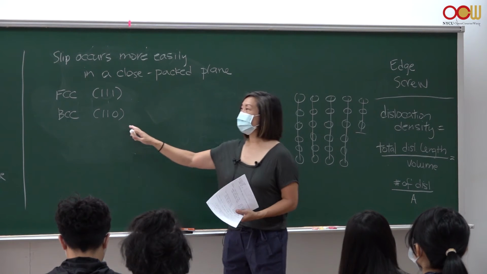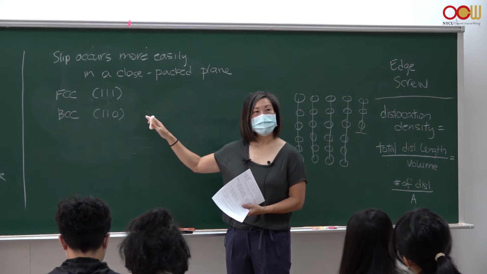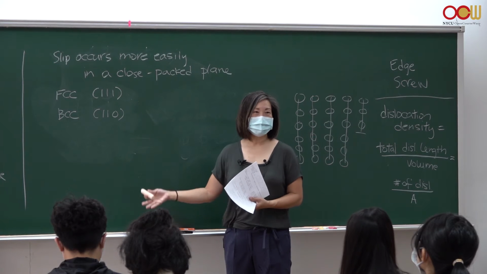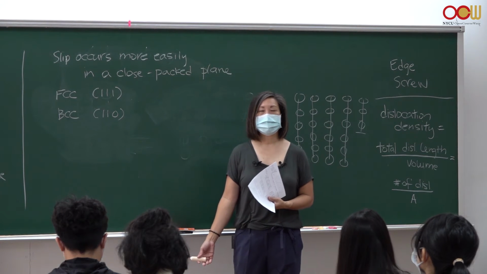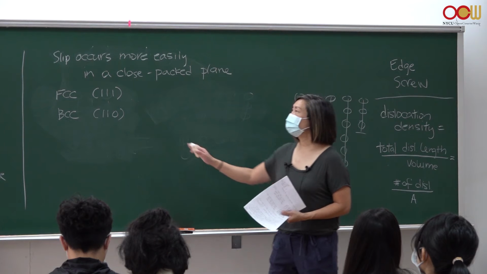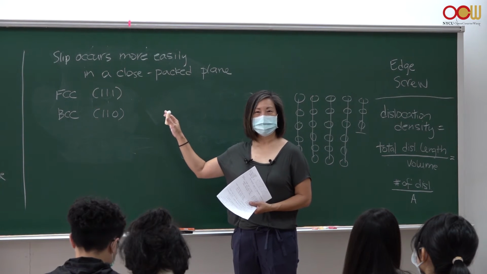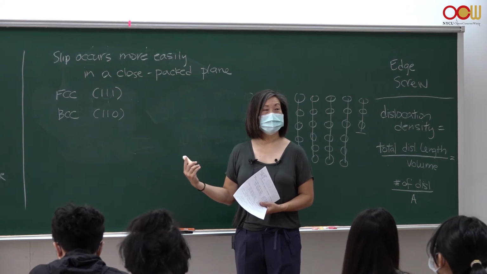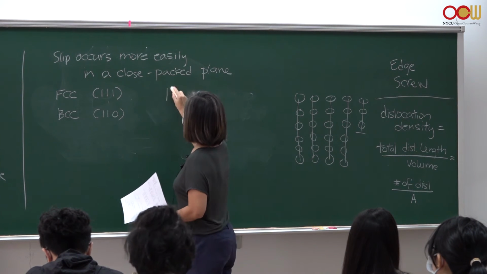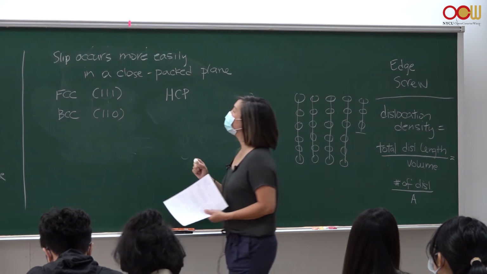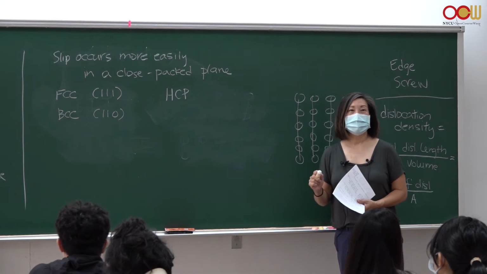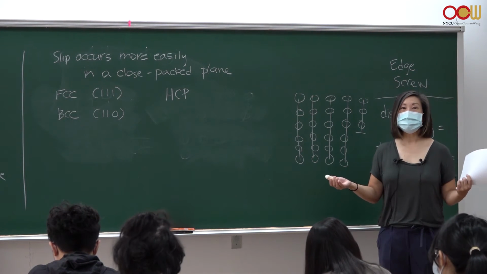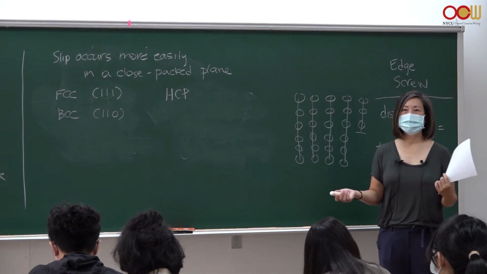So knowing the crystal structure, you can predict how easily slip will occur in the material, and you can predict the amount of energy that will be needed to create plastic deformation. What is another crystal structure that has a close packed structure besides FCC? There are only two. So HCP, hexagonal close pack. That's another crystal structure that has a close packed arrangement, where the atoms are very close to one another.